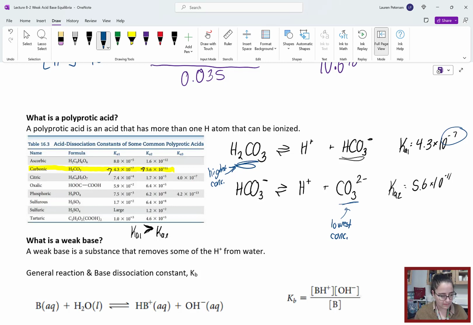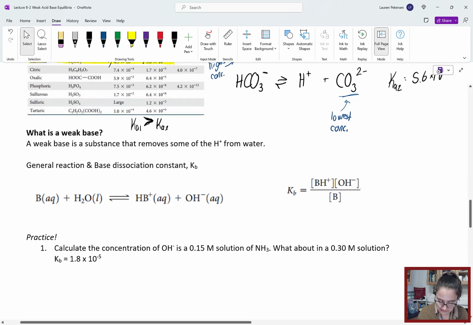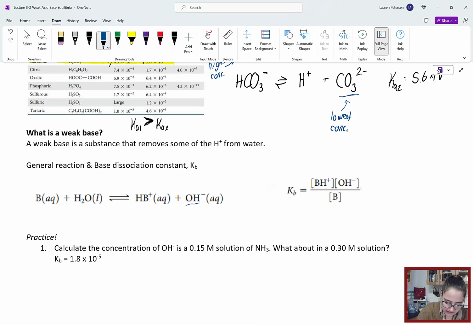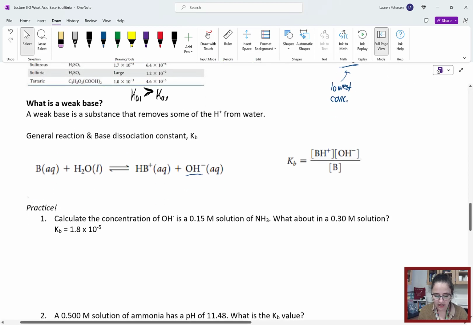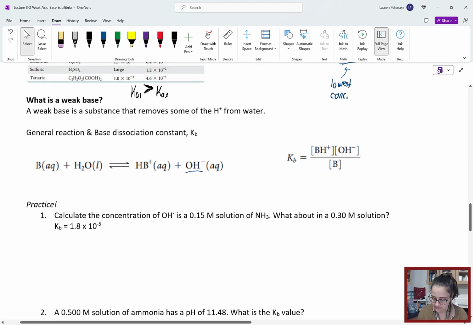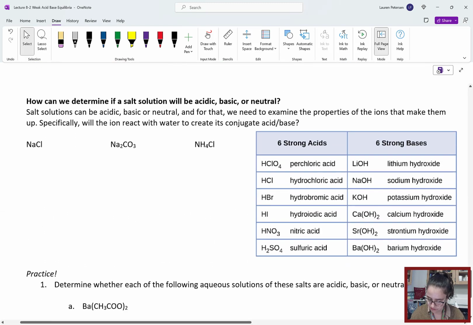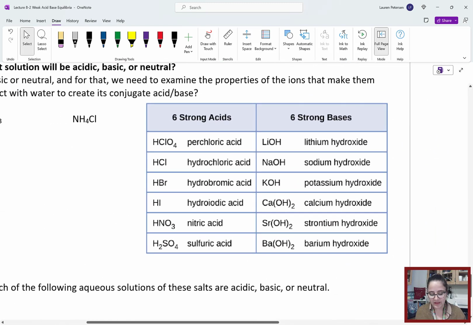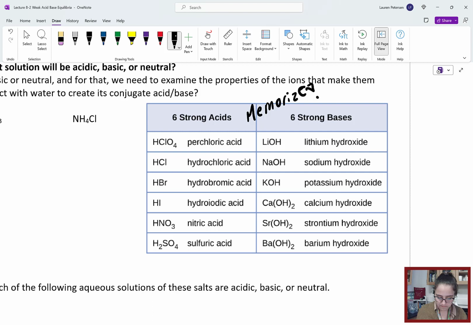So we talked about weak acids. On the flip side of that are our weak bases. A weak base removes some H plus from water. They'll often have those OH minuses. And then I did want to talk about the strong bases and strong acids. I have a little table down right here. Unfortunately, these you just gotta memorize. We gotta memorize the 6 strong acids.